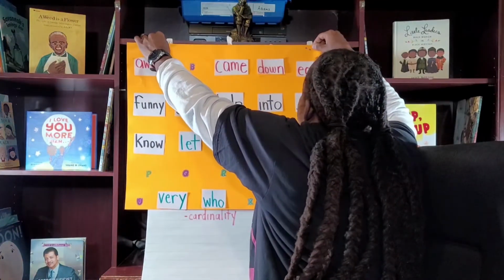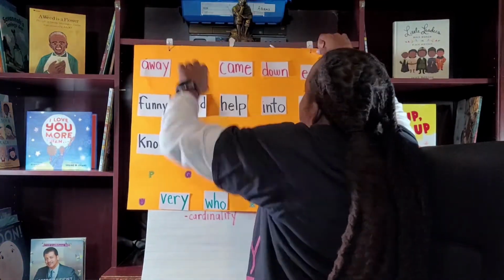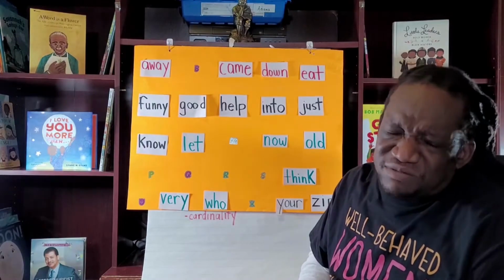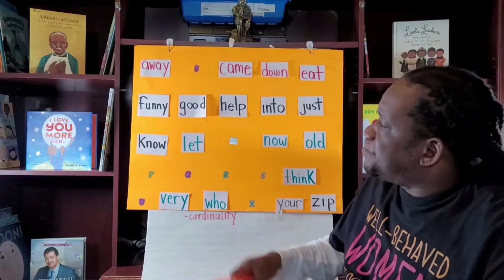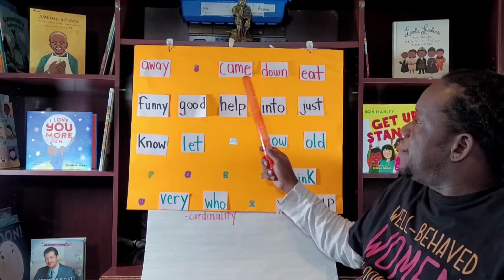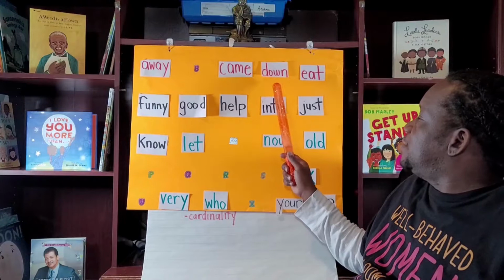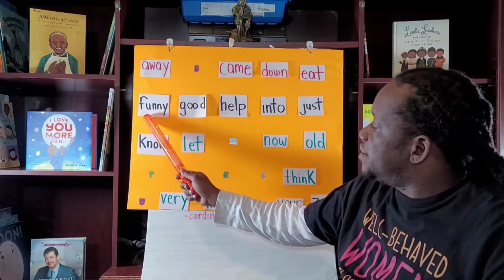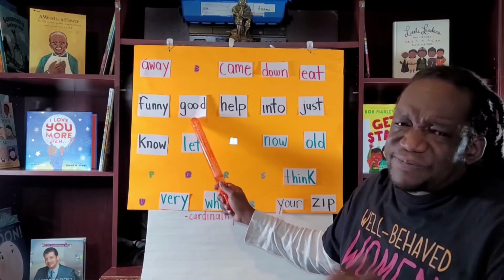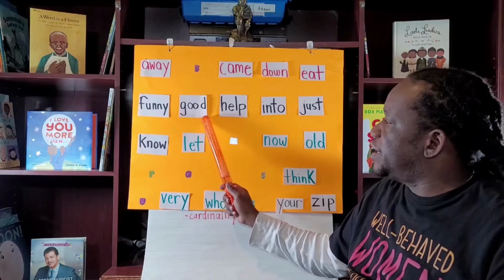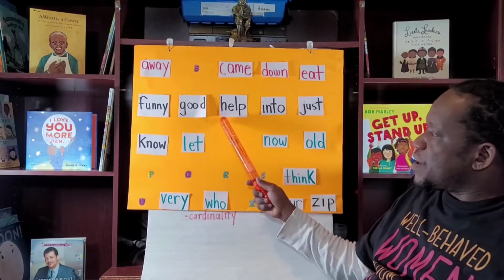All right, now let's look at our words that we have been working on for a long time. These are some of our sight words. Sight words can be hard, but let's look at some of our words. We're going to pick a couple to spell, but let's read them first. Away, came, down, eat, funny, good. Let's spell good. Read it. Good. G-O-O-D. Good.